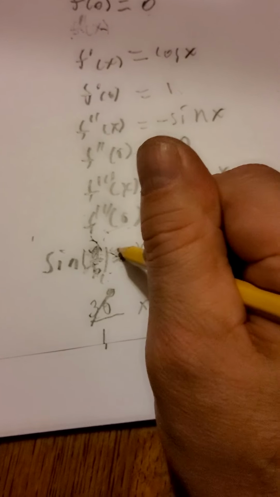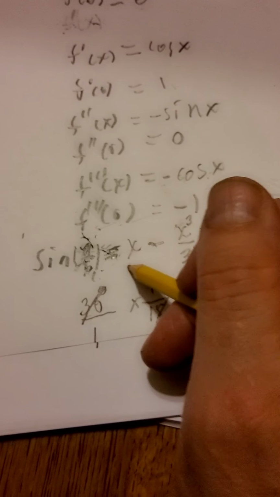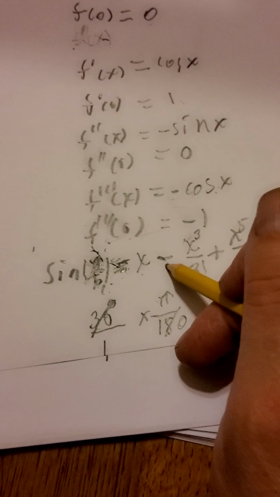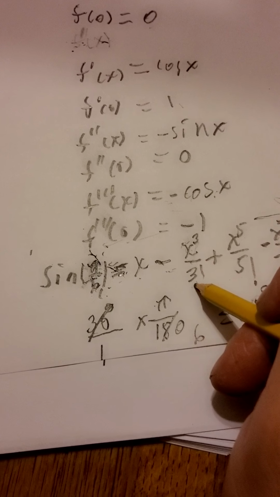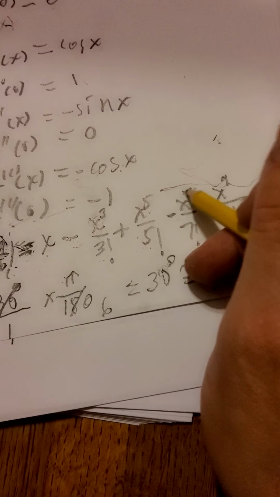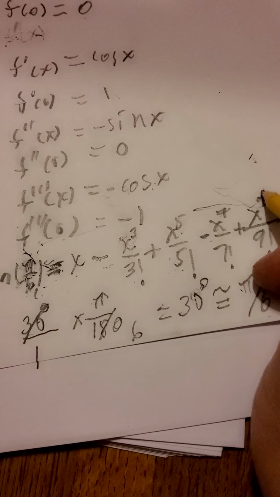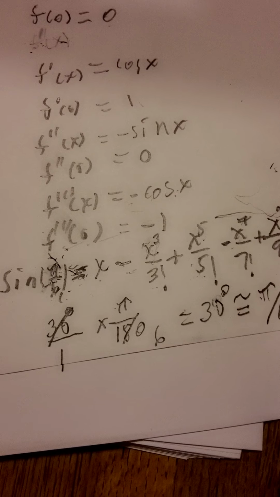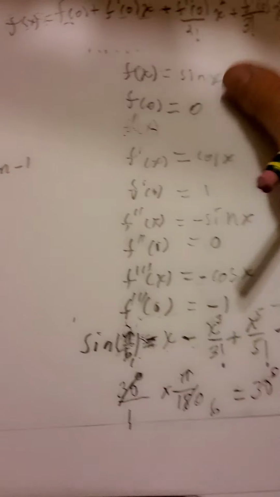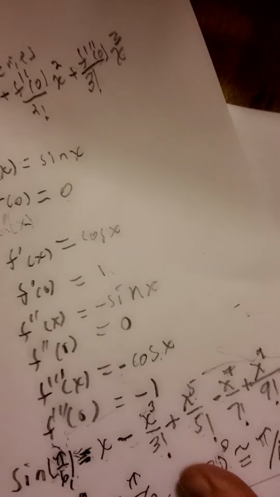So if you're finding the sine of pi over 6, and you plug in for x, pi over 6 minus pi over 6 cubed, divided by 3 factorial, plus pi over 6 to the 5th power, divided by 5 factorial, minus pi over 6 to the 7th power, divided by 7 factorial, plus pi over 6 to the 9th power, divided by 9 factorial, you will approximate 0.5. And the more you go out, the better approximation you have.